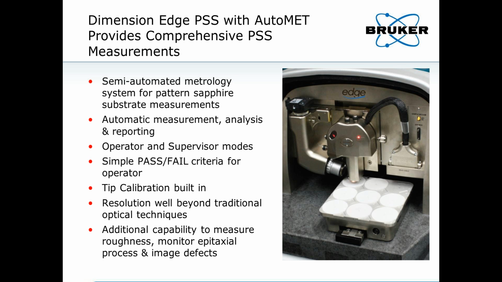The Dimension Edge PSS with AutoMET provides resolution well beyond traditional optical techniques, as we've shown, down to the nanometer scale. It also has additional capabilities to measure roughness, monitor epitaxial process, and image defects that are needed for early process and R&D learning.